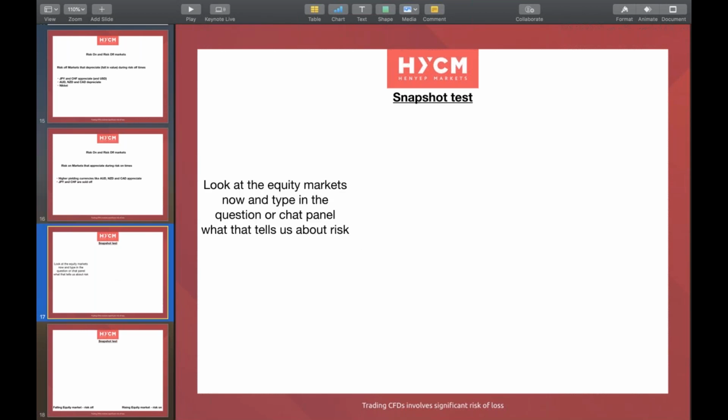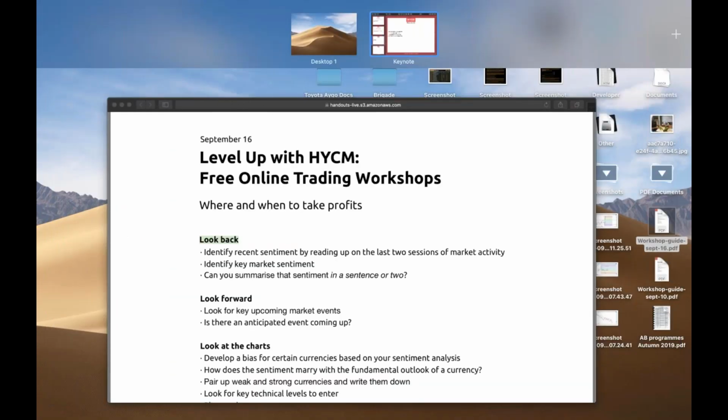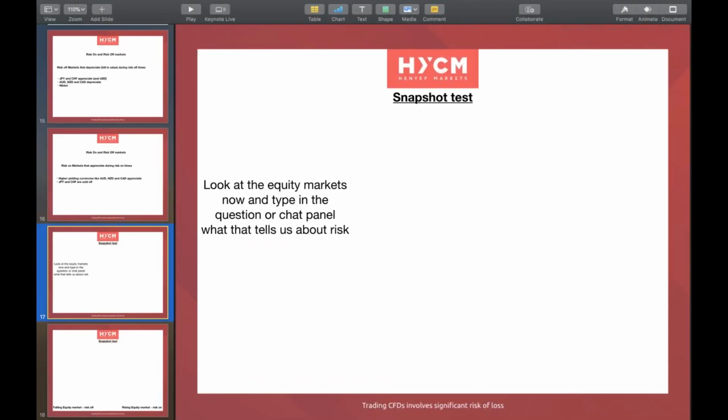So we're going to do a quick experiment now. We're going to have a quick look at equity markets. Let me just pull up my other terminal. I'm going to take a quick snapshot of the equity markets, and you're going to tell me what you think is going on. I'm just taking a look at the commodity markets and US bond yields.